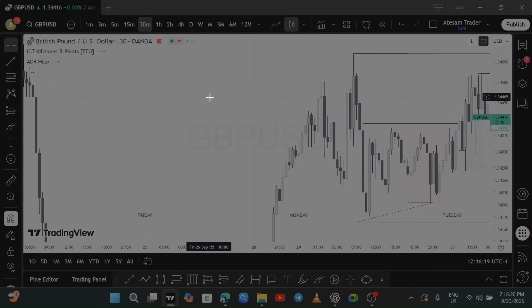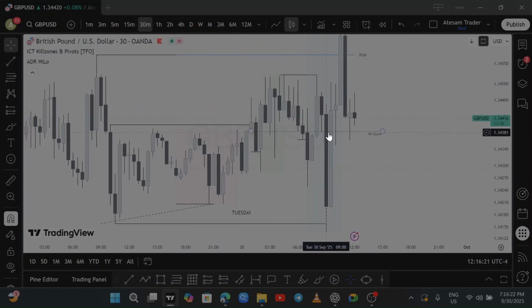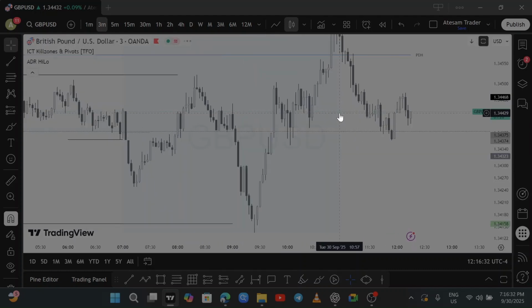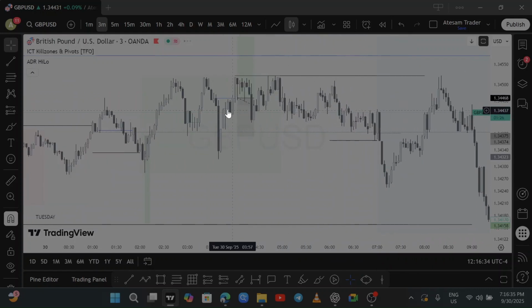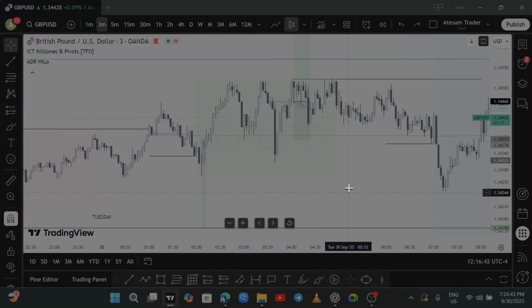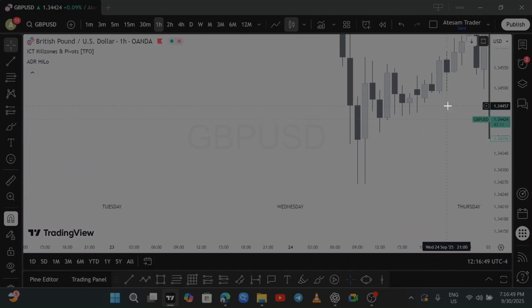So I took their entry. Yeah, see this 2 a.m. close, I took entry here. Okay, on this candle I took entry. Come to the 3 minute. We have to confirm the change in state of delivery. See, we confirm here the change in state of delivery by the closing of this down close candle. If you come to the 1 hour, I will show you.